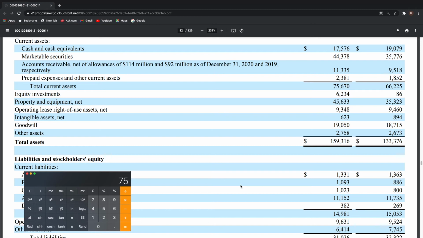So if we take the 14,981 off the 75,670, then we're left with around 60 billion that Facebook have got in positive working capital. So this is a really good sign, and if we divide those numbers together, then we get the current ratio, which is actually 5.05. So we can see here that Facebook is in a really healthy position from that perspective.